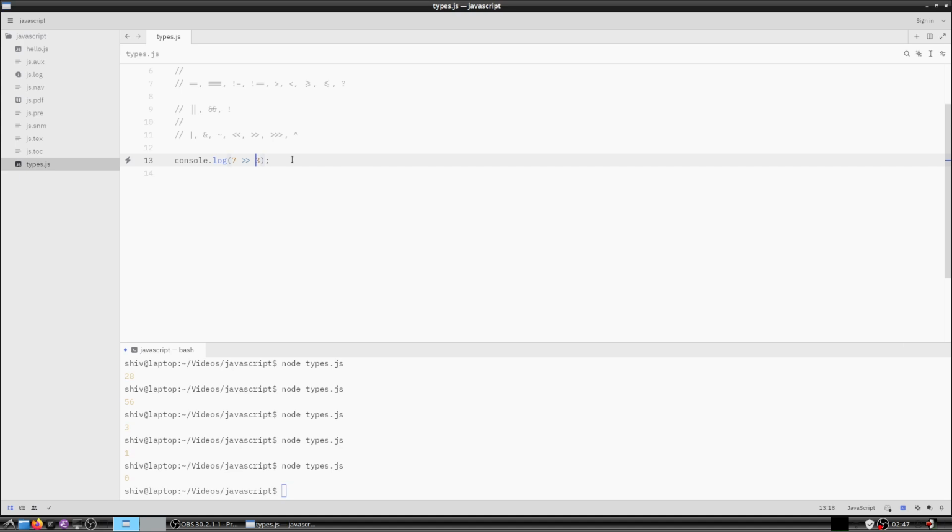The triple right arrow is unsigned right shift. Okay. So it's the same for this case because both the numbers are unsigned. It will not operate on negative numbers. I don't think it should work. So it gave some arbitrary number. It does not work on negative numbers properly, that is.